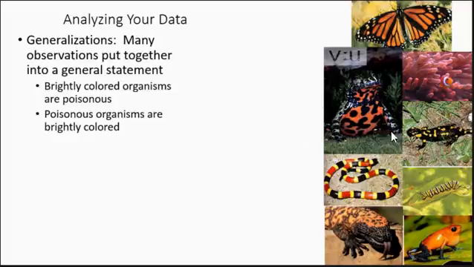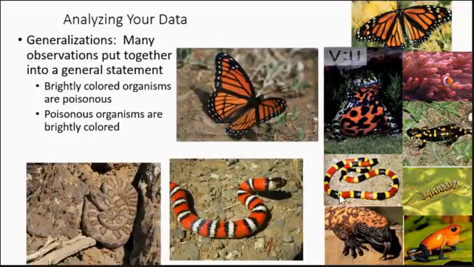You might look at this generalization and say, oh yeah, that's a good generalization. But what about these animals here? This is a viceroy. It's a butterfly. This over here is a king snake. Both of them brightly colored. However, neither one of them is poisonous. And so this generalization doesn't always hold true.